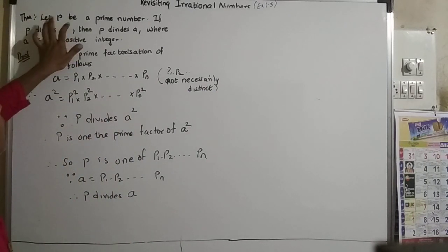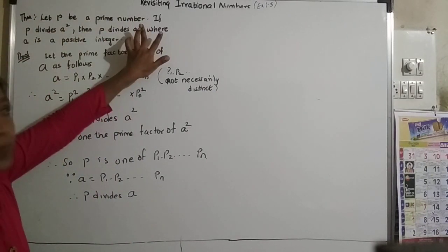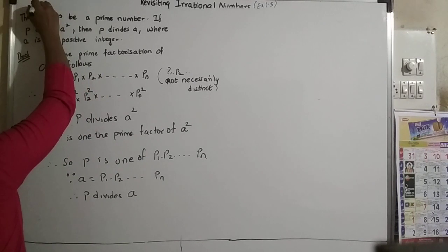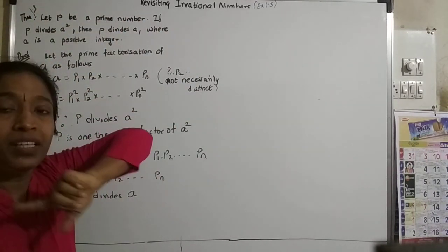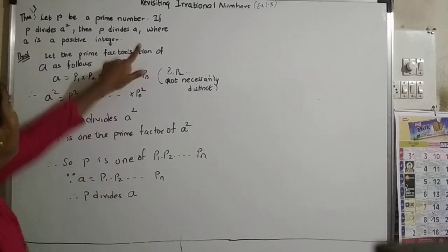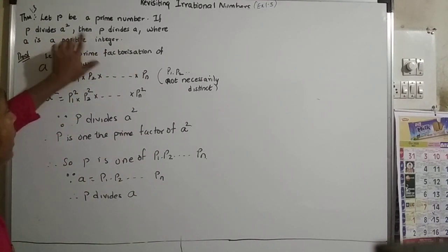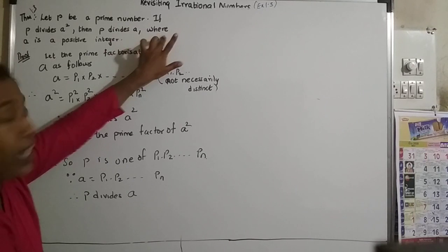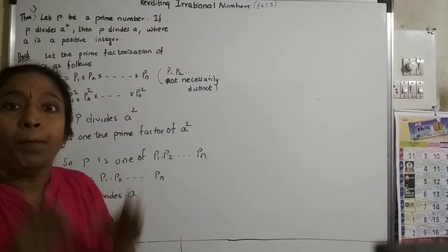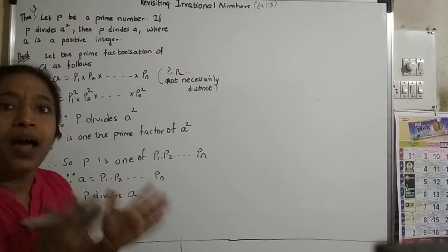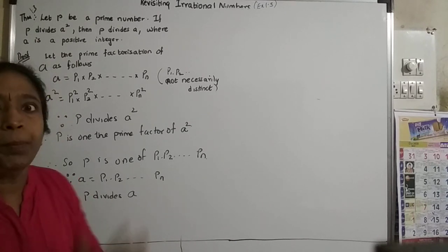It says: let P be a prime number. This is given in the textbook in the form of Theorem 1.3. So let P be a prime number. What is the condition? P is a prime number. If P divides A square, then P divides A, where A is a positive integer. Okay, so P is a prime number and it divides A square, then P divides A.